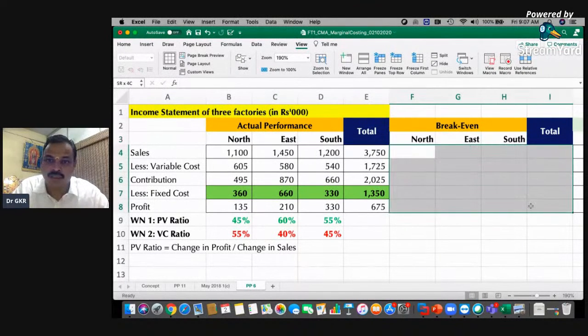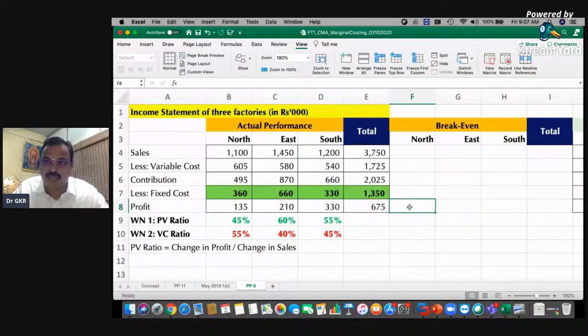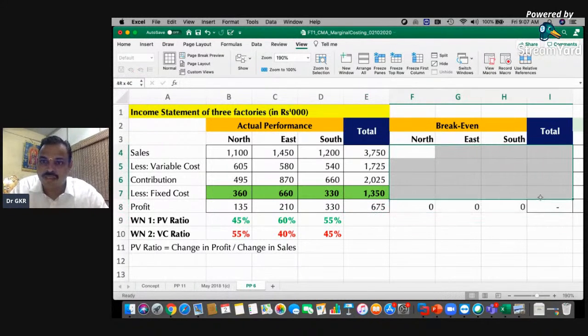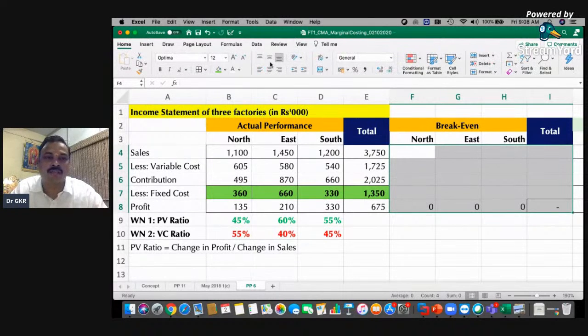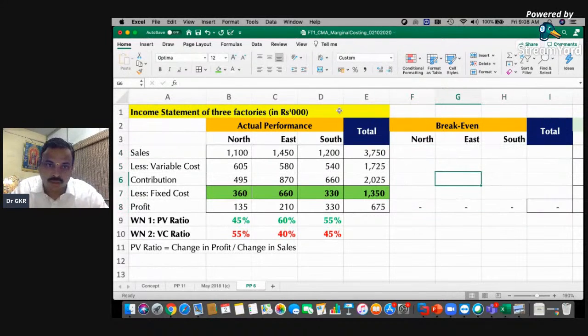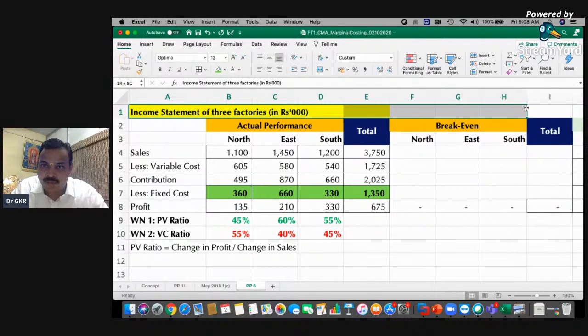I have to find. Now please remember, guys, if it is break even, it is 0, 0, 0. And your profit also will be 0. There is no profit because for total break even, at break even point, company as a whole also may not make a profit. Good. So this is your income statement for 3 factories. Good, guys. Very good. This is the income statement.